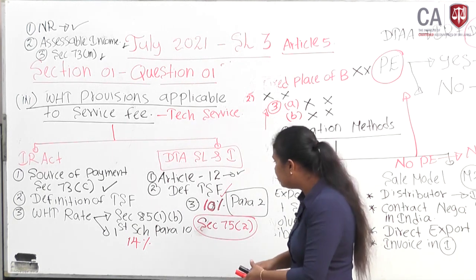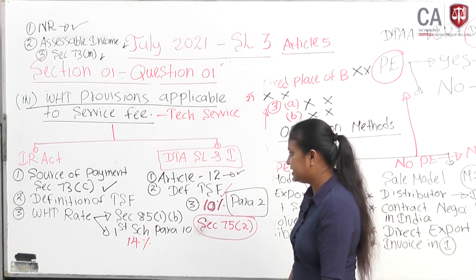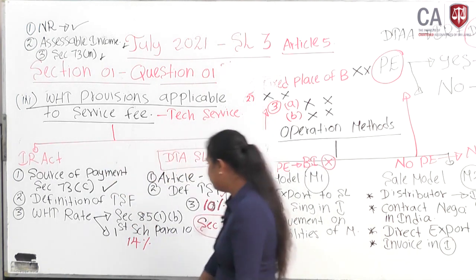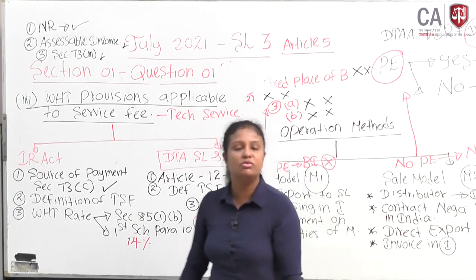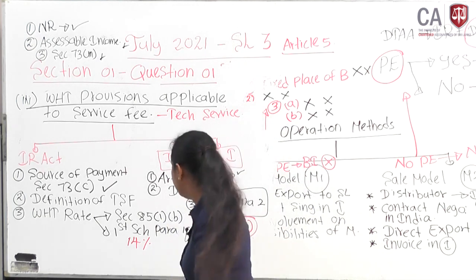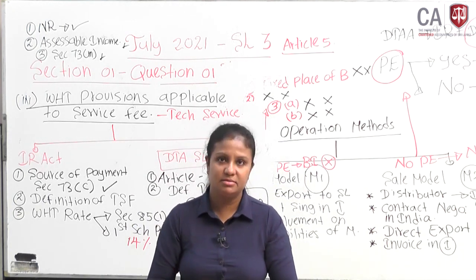Then you conclude your answer with the Double Taxation Treaty between Sri Lanka and India. This is the first part of the answer. This is the second part, and quoting from section 75 2, you conclude your answer by applying the 10%. That's the final answer. Okay.